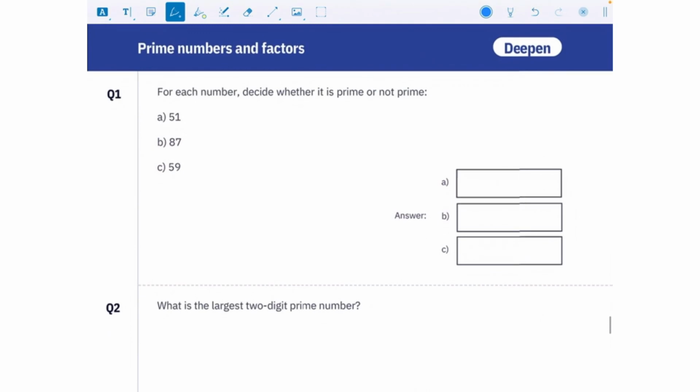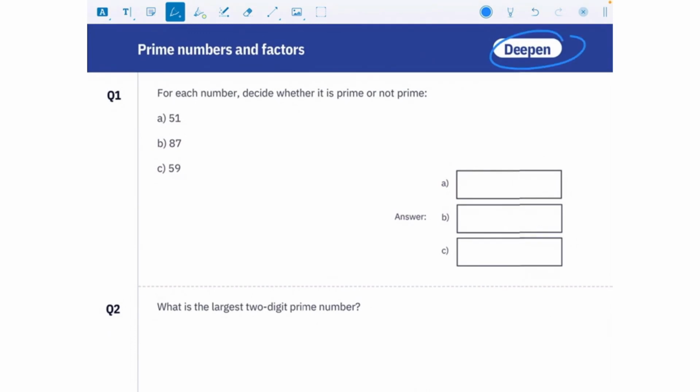Okay, now to deepen the hardest questions. For each number, decide whether it's prime or not. So 51, I know that 51 is not prime. I know it's in the 3 times table. The reason I know is because if you do 5 add 1, you get 6. If you add together the digits and the number that you get is in the 3 times table, then the original number is also divisible by 3.